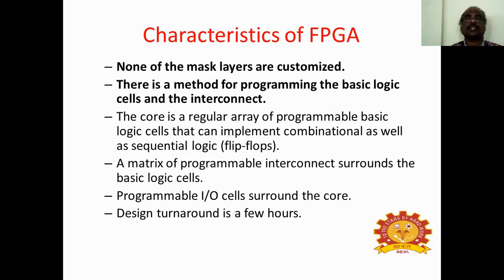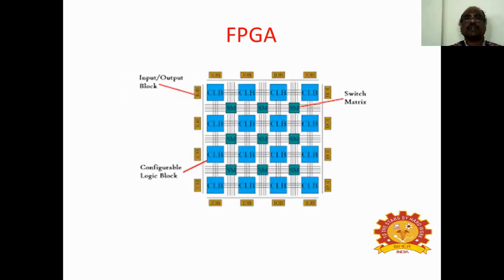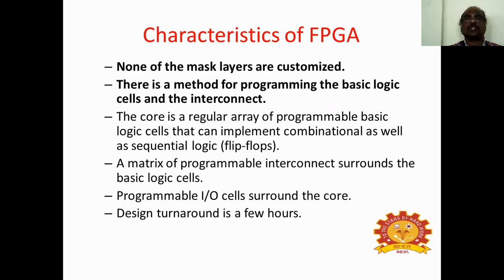So the characteristics of the field programmable gate arrays: none of the mask layers are customized. There is a method for programming the base logic cells and the interconnect. So you have to give an interconnection between the configuration logic blocks and within the configuration logic blocks, such that the customized integrated circuit will be realized.